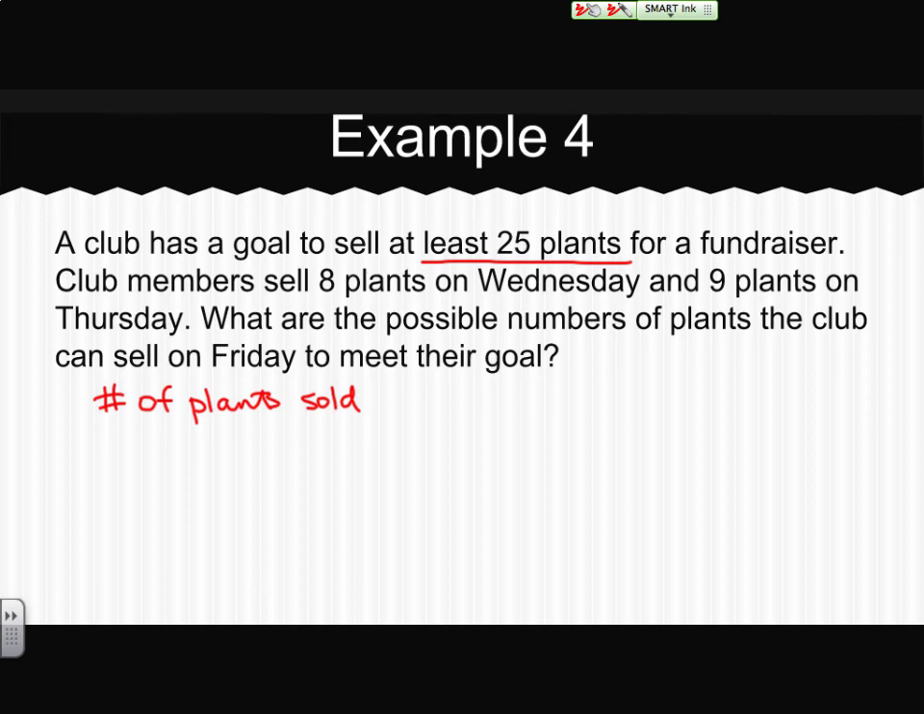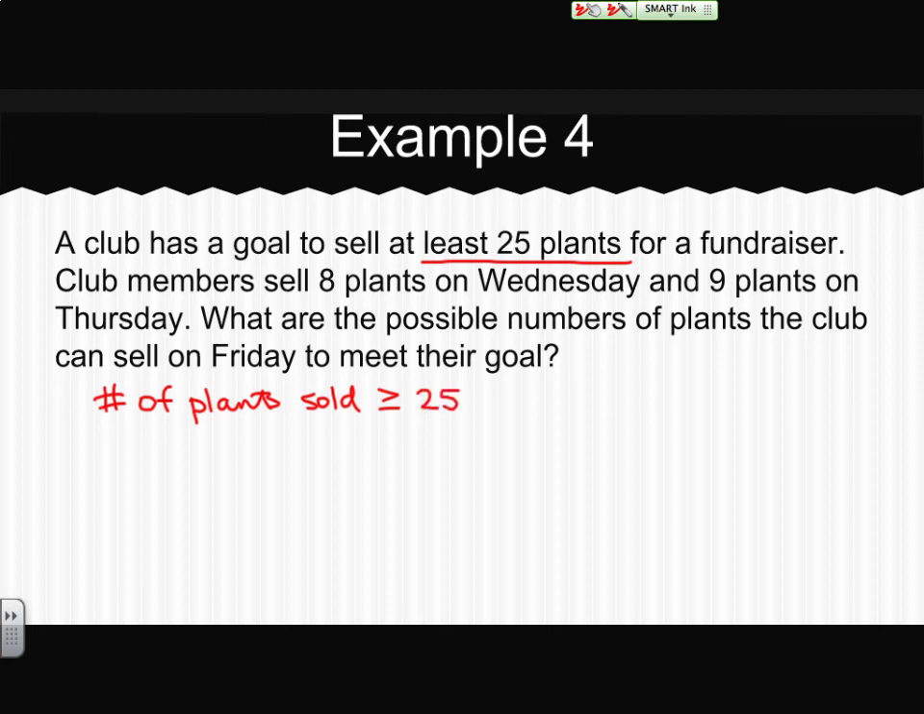So think of it this way. If they sell 25 plants, they've reached their goal, they're happy. Would they be happy with 24? No. Would they be happy with 26? Yes. So that means the number of plants sold has to be greater than or equal to 25.